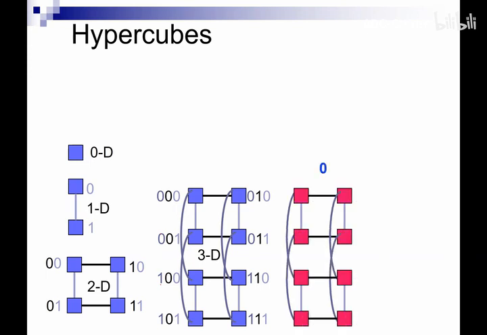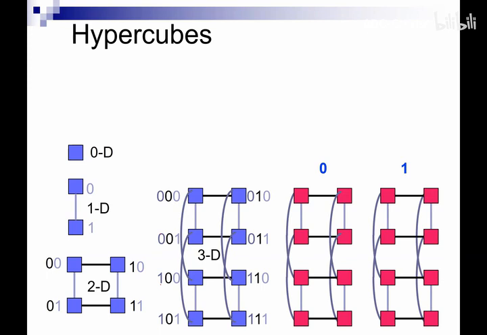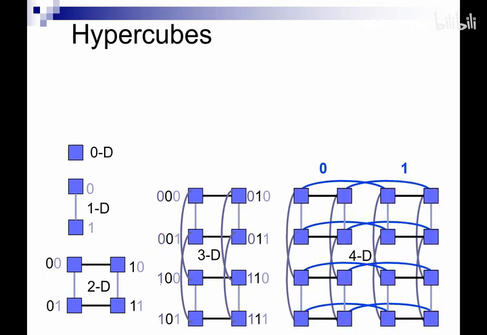And if you continue this process, I'll do one more. So let's draw a 4D hypercube. We need to take 2 copies of the 3D hypercube. For the first copy, we're going to prefix all of the labels with 0, and for the other copy, we prefix it with 1. And then we connect all of the corresponding nodes. So you can keep going with this process. So you can form a 5.